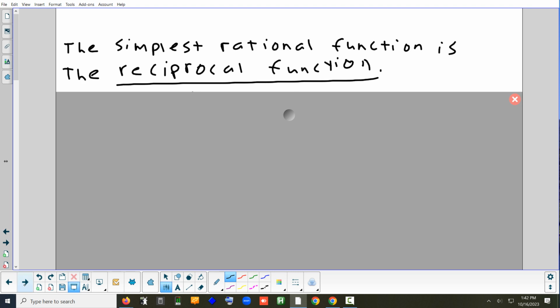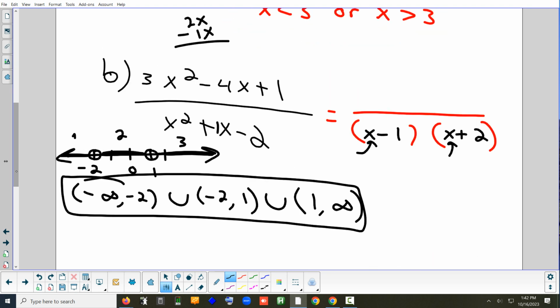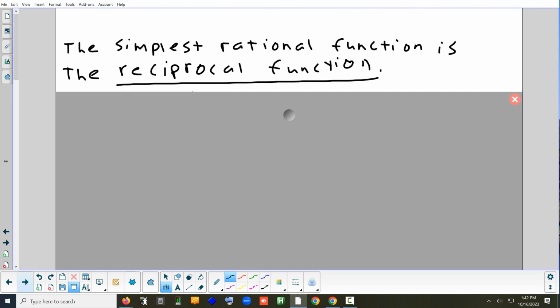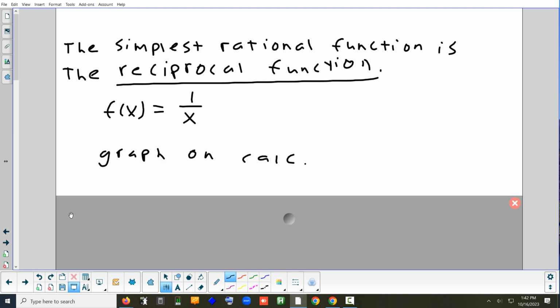So, both of these functions that we looked at, I mean, that's kind of complicated. It's got a quadratic and a linear. This one here is a quadratic over a quadratic. So it's not that simple. But the simplest rational function that you can have, and sometimes they call this the parent function, is just 1 over x. That is the simplest rational function you can have. I'm going to graph that on the calculator so we can see what it looks like.